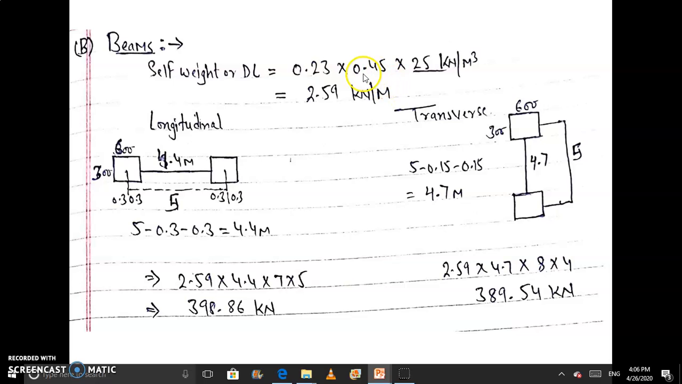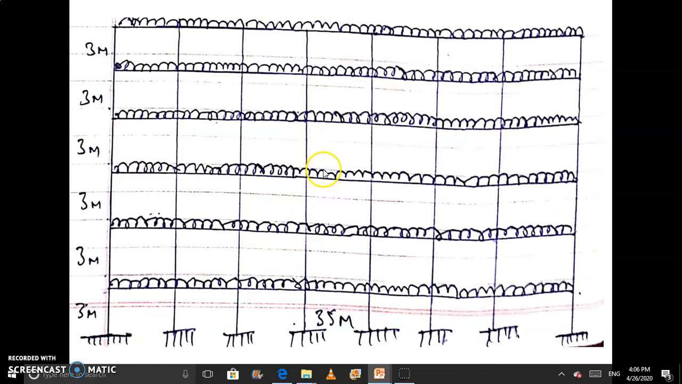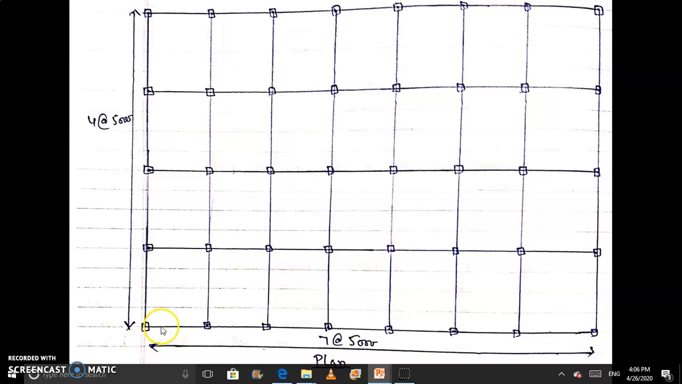So how we find that? For that here we have to multiply with length, because here we have given depth and width. So here we have to multiply with length. So how we find the length? You see that in our plan we have two beams. This is the longitudinal beam and this one is the transverse beam. So we have to count this longitudinal beam and transverse beam. But before that we have to calculate length of this beam and length of this transverse beam.